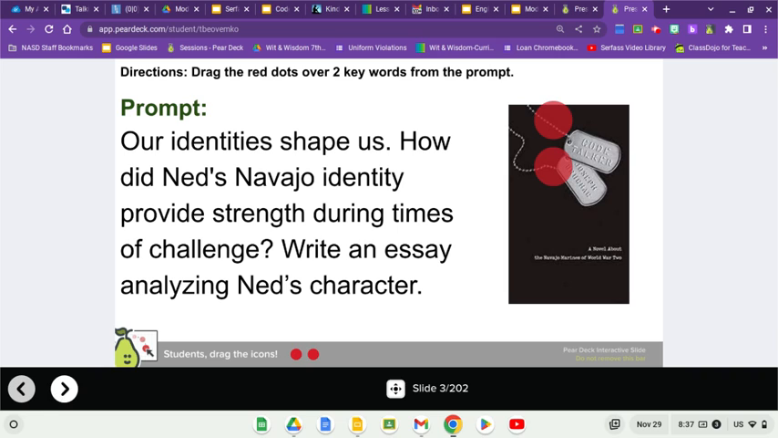Our identities shape us. How did Ned's Navajo identity provide strength during times of challenge? Write an essay analyzing Ned's character. Please take a moment and move these two red dots, which I have on these two dog tags over here, to two of the most important words in that writing prompt. Take the time to do so now.